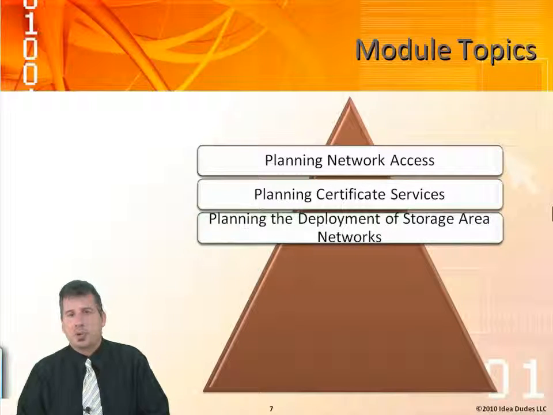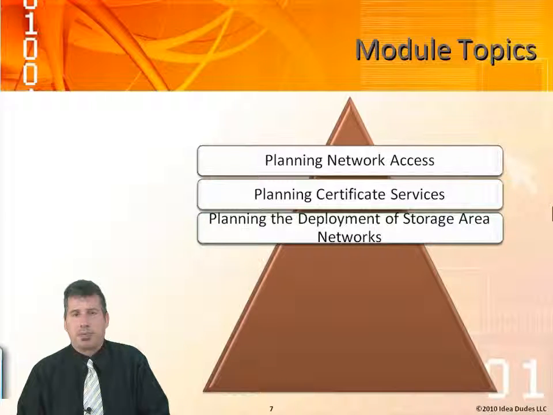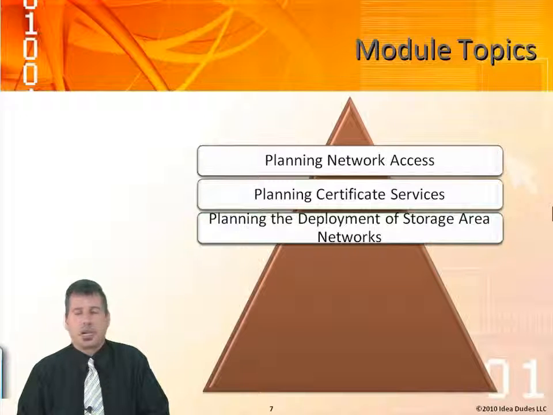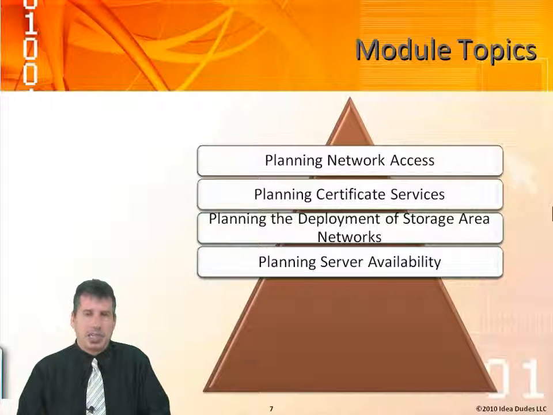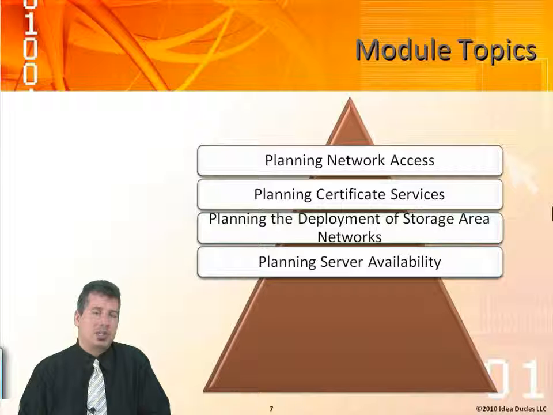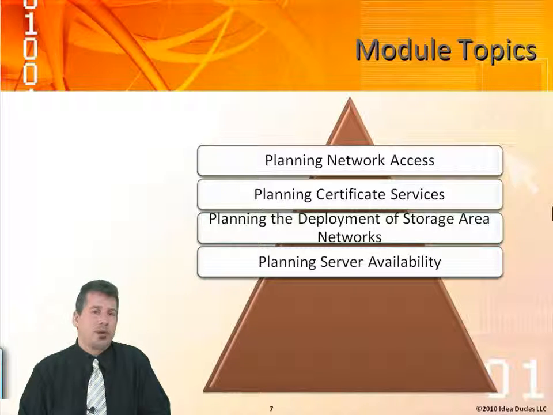Planning deployment of storage area networks, talking about LUNs, looking at iSCSI, also Fibre Channel. We'll be talking about HBAs and a lot of the different storage fundamentals that we have with storage area networks. Planning server availability, and what we're looking at here is DNS round robin and network load balancing. We're going to contrast and see which is the best. And also we're going to talk about how to plan for implementing these two technologies.